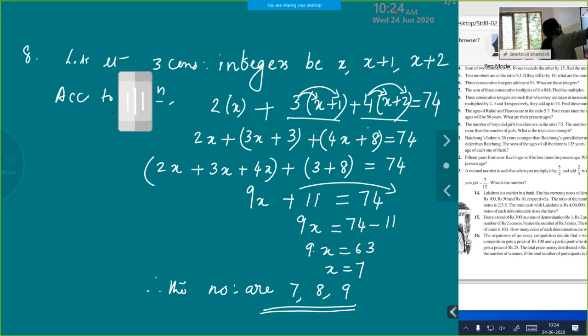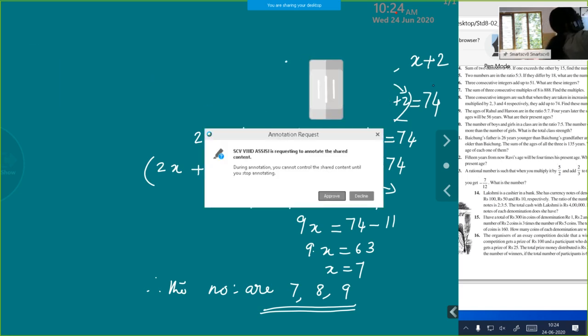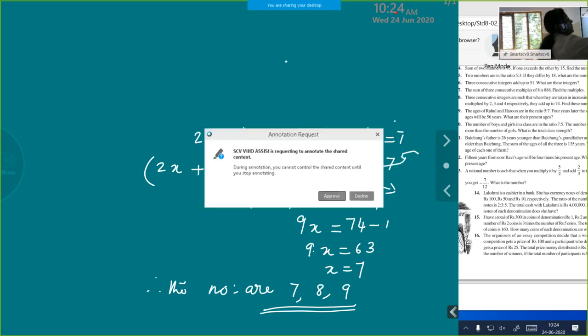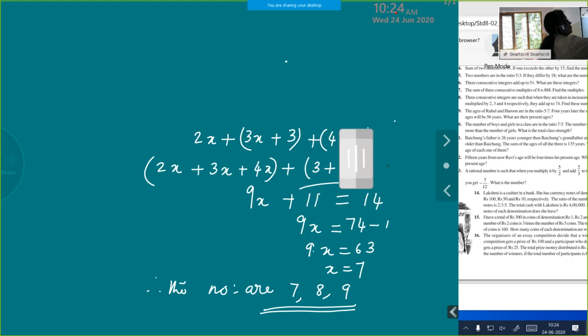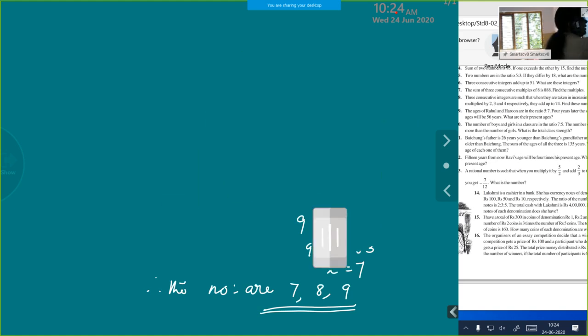Now, let's go to the next sum, that is the 9th question. The 9th question is on ages. This is very important, the age question. I will give an example for you to understand.